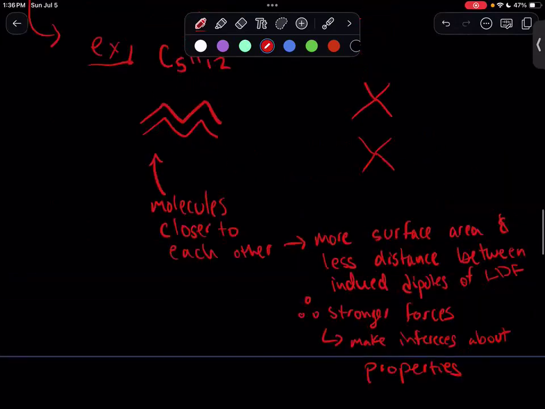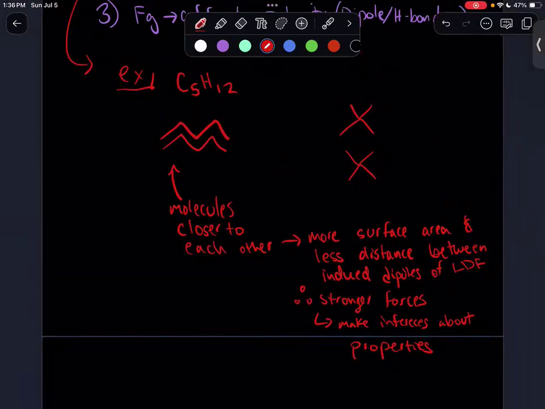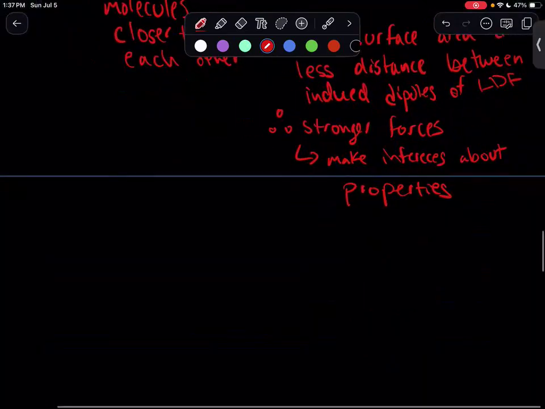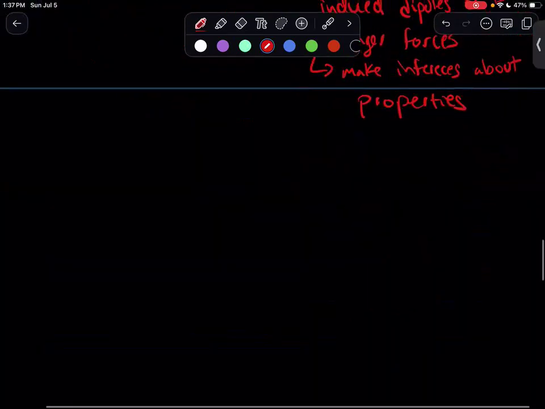So structure is actually almost just as important as the functional group or the number of carbons, because a lot of things can depend on how close or what orientation those molecules can interact with one another. So that was my little aside on structure. Moving forward, let's go ahead and look at some common homologous series and make some inferences.